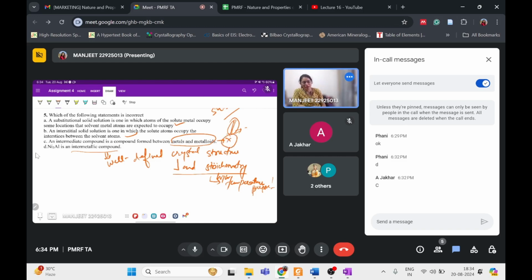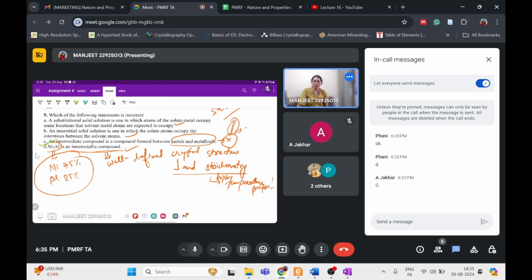The fourth one is that Ni3Al is an intermetallic compound. Yes, this is true, because here nickel is 75% and aluminum is 25%, so they have a well-defined stoichiometry. So this is an intermetallic compound, and D is also correct. According to the question, C is the right answer for question number 5.